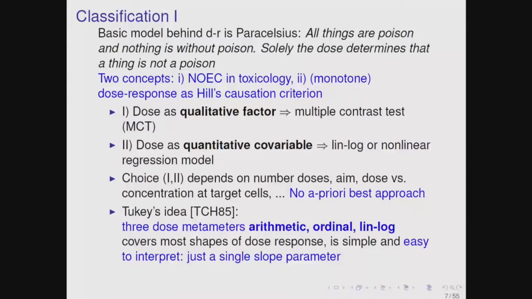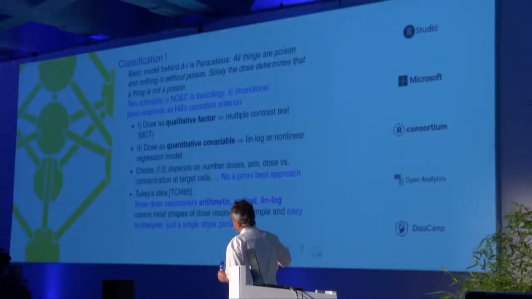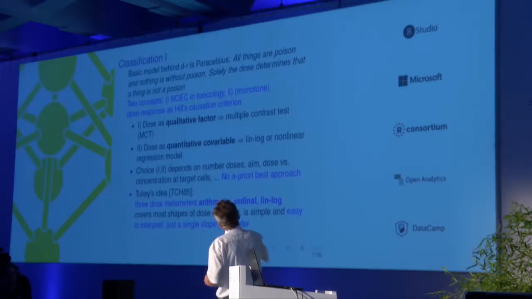Interestingly, Tukey was already cited in the talk before. Tukey had a lot of ideas, and in '85 he had a brilliant, super simple idea. Let's take a linear regression model and take the doses as they are, so arithmetic dose scores. Then make it ordinal, 1, 2, 3, 4, 5. Then do it logarithmic, and do something for the distance between 0 and the lowest dose. And then take the best one. That's all. And he used it for estimation of the no observed effect concentration.